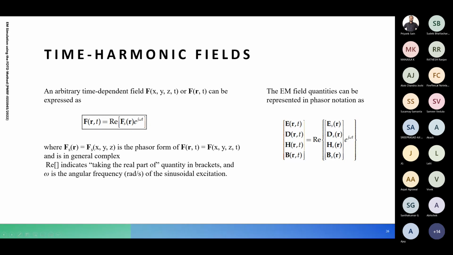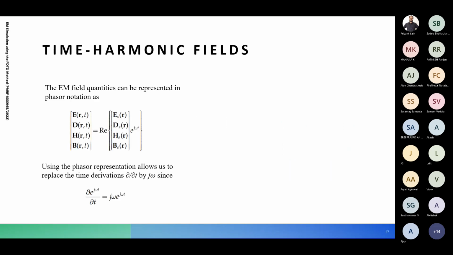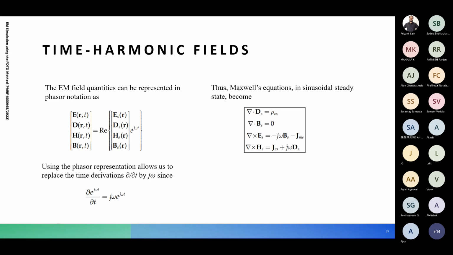Once we have written the electric and magnetic fields in terms of their phasors, we can simplify all the differential terms in Maxwell's equations. We know that the derivative of e to the power j omega t is simply j omega e to the power j omega t. If we plug this into Maxwell's equations, we get Maxwell's equations in the frequency domain form. But for this course, we'll be using Maxwell's equations in their time domain form.